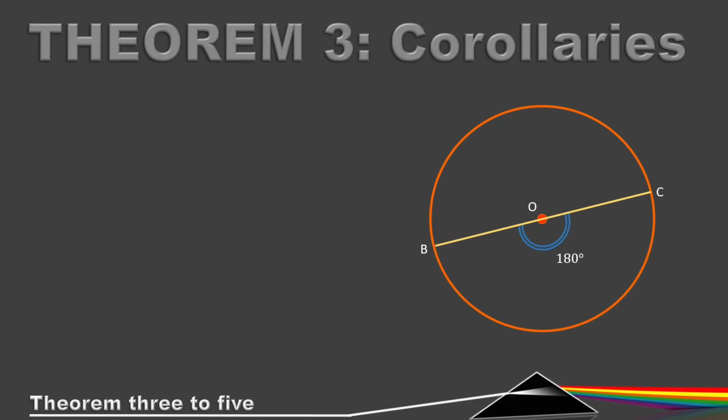Now, the corollaries that form. When the arc is basically the semicircle, right?